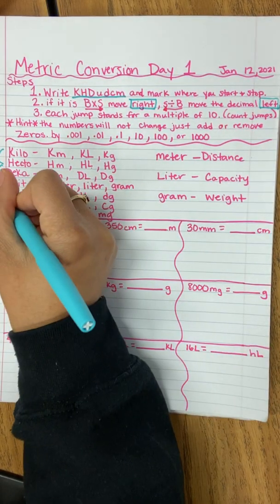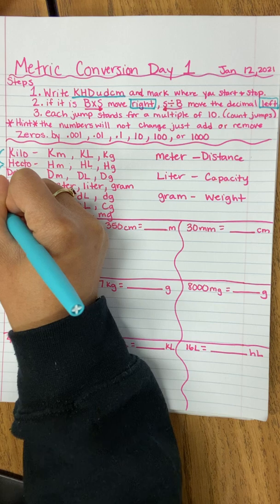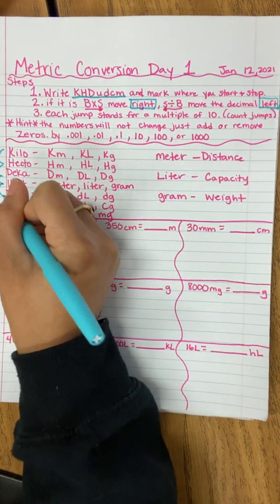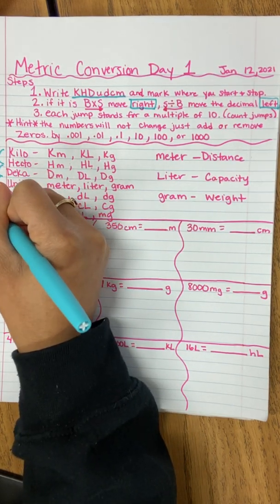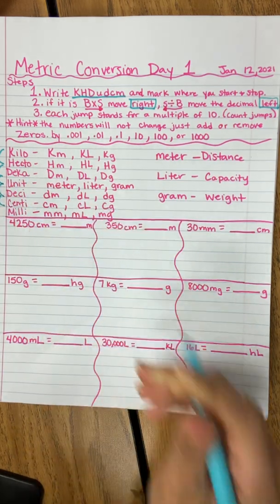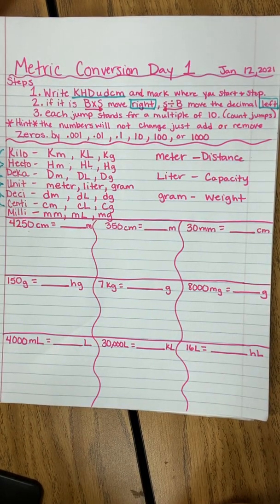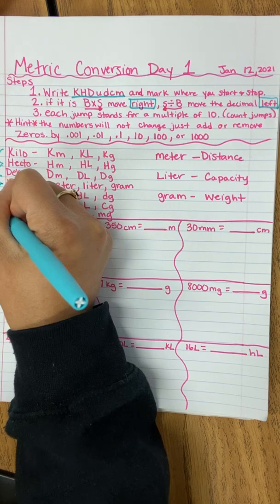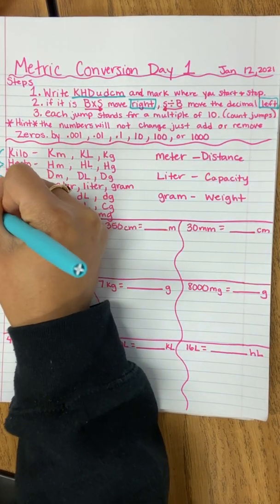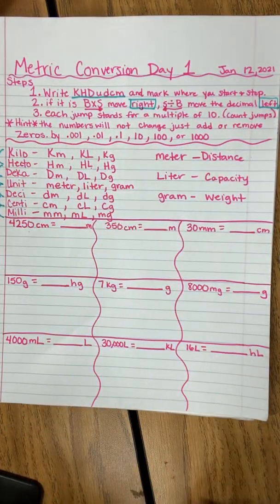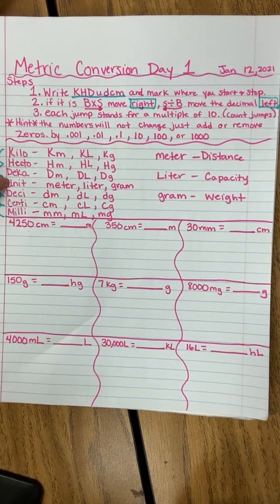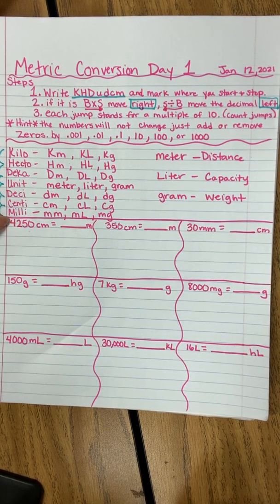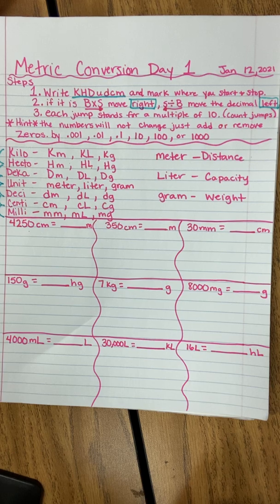Same thing, if I was going from unit to deci, that would be 10 apart. From deci to centi, that would be another 10 apart. But if I was going from unit to centi, 10 times 10 is 100. Or centi to milli, that's 10 apart. If I was going from unit to milli, I have 1, 2, 3 tens, so that's going to be 1,000.